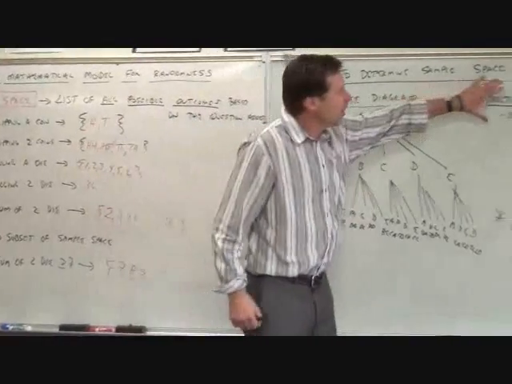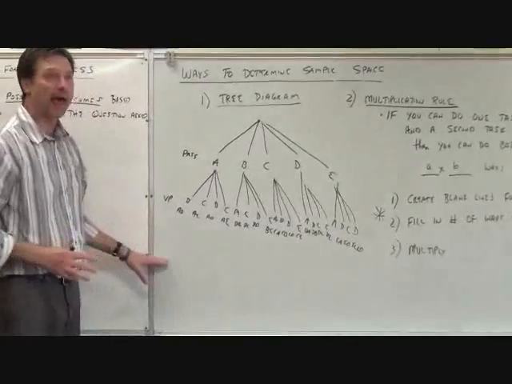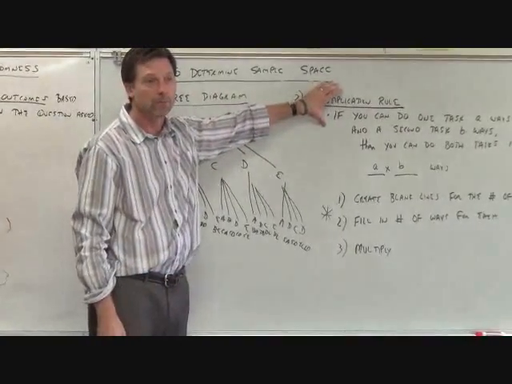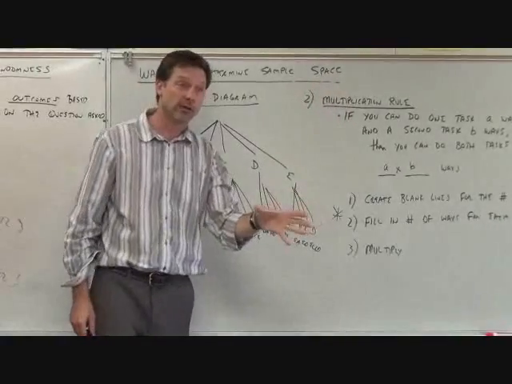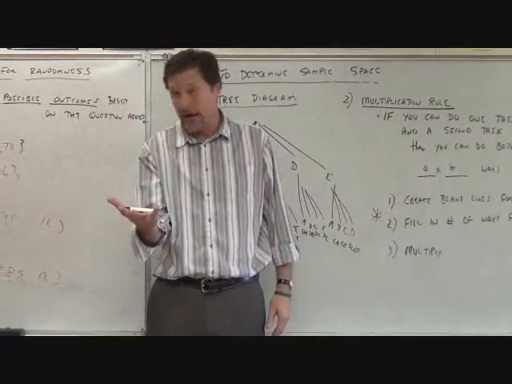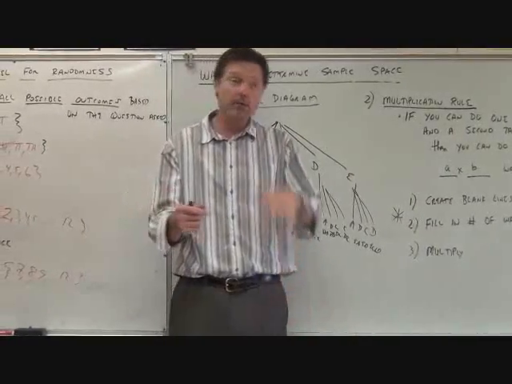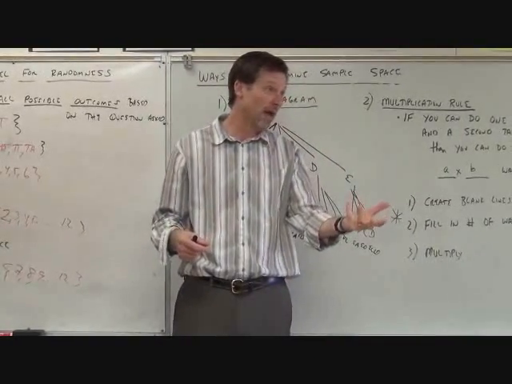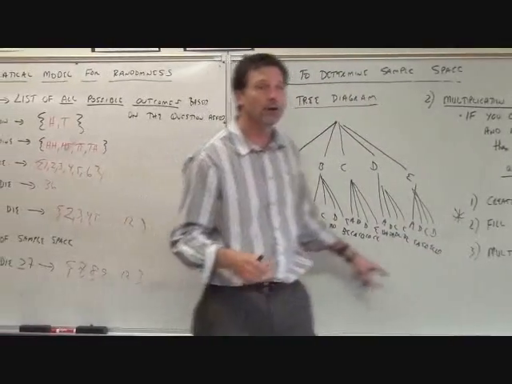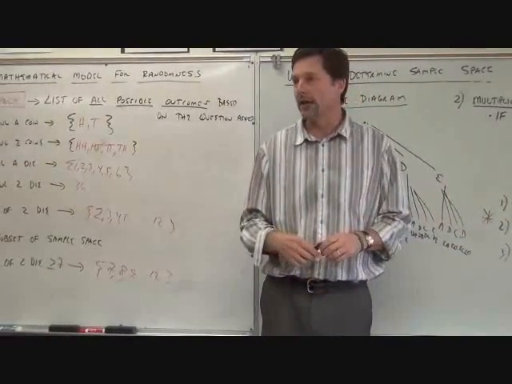If I just want to know how many options I have, using this thing called the multiplication rule is a nice way to go. Here's what the multiplication rule says. If I'm going to do one thing and I have so many options, and then I'm going to do another thing and I have so many options, if I want to know the total, you can just multiply them together.